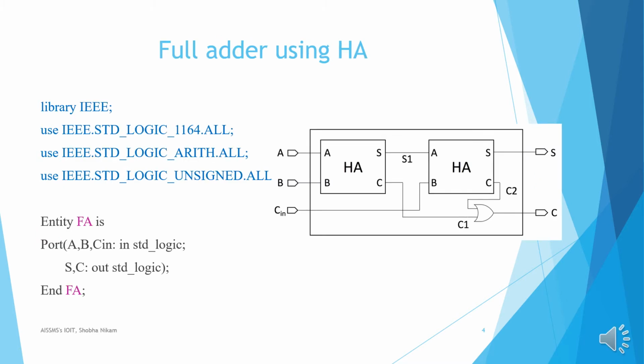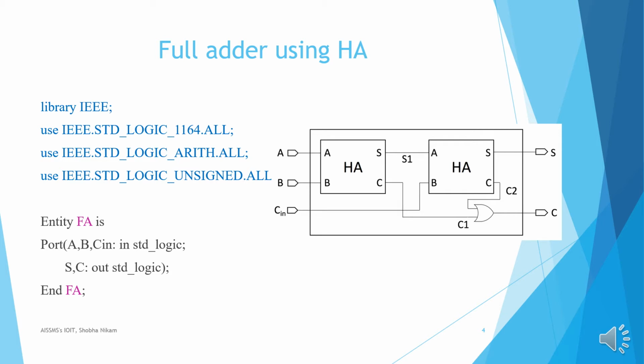As stated earlier, first library IEEE, then inclusion of packages. Use clause is used to include packages. So use IEEE dot standard underscore logic underscore 1164 dot all. First package, then arith.all, then unsigned.all. All is used to include all elements related to that package.